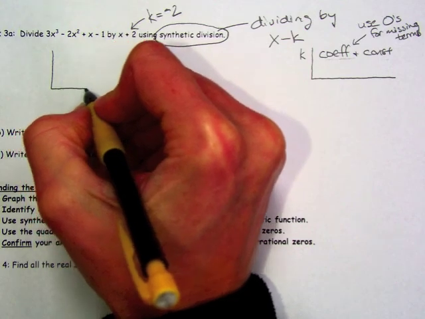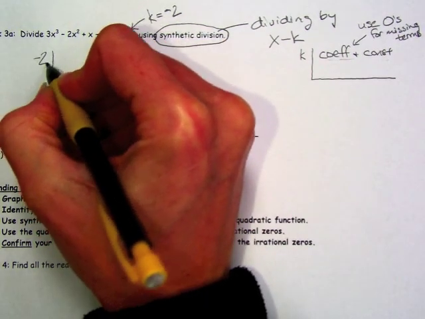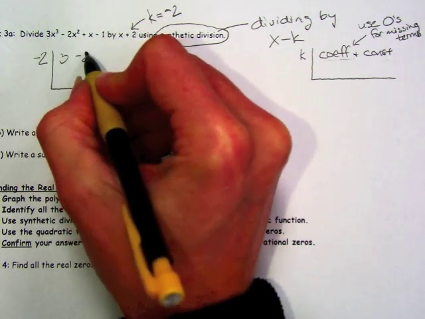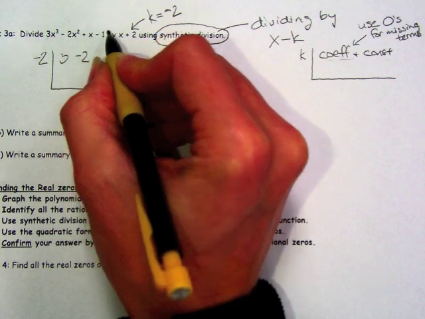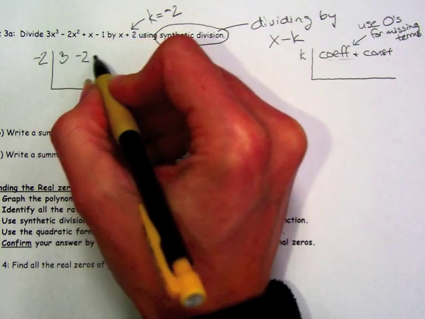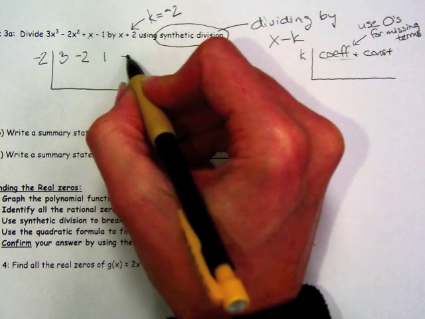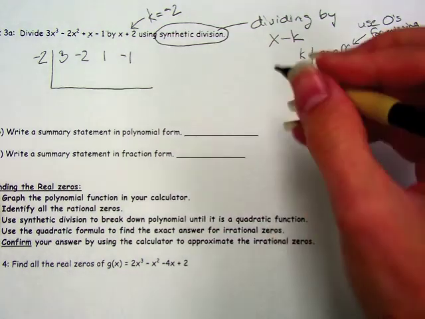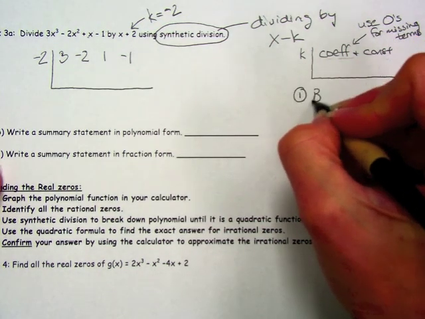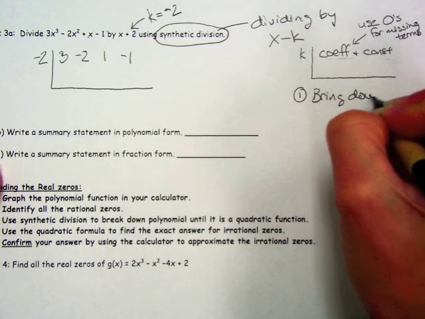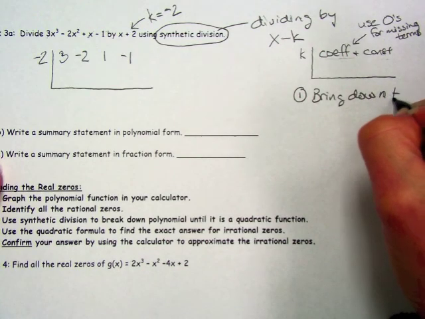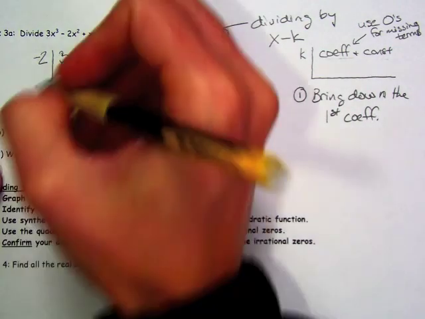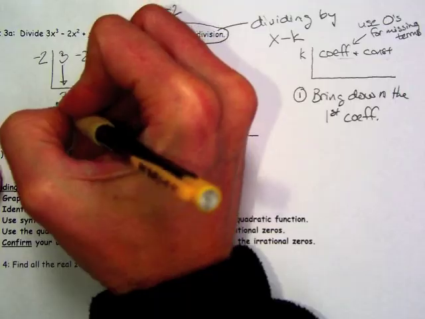So let's start by setting this one up. Room for 2 lines of text, the negative 2 on the outside, then the coefficients: the 3, the negative 2. We have x cubed, x squared, x to the first, and the constant, so there's nothing missing and I don't need a 0. A 1 for the x, a negative 1 for my constant. That's the setup. Now here's what the process looks like. First, bring down the first coefficient. Take this 3 and simply bring it down underneath the chart.